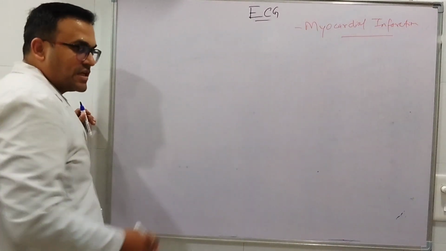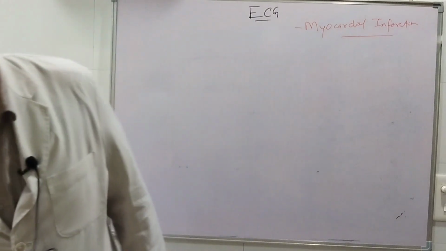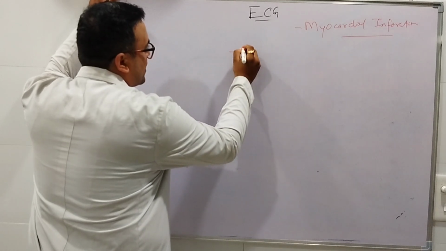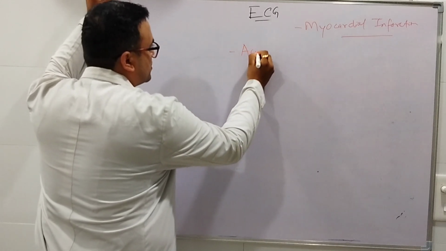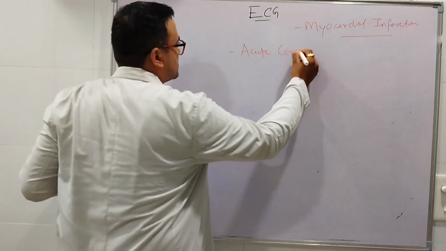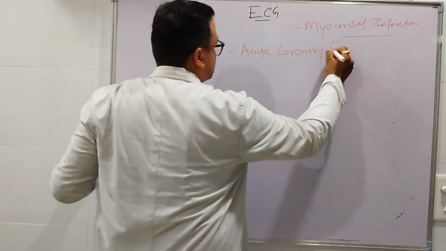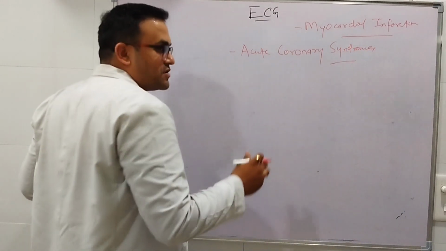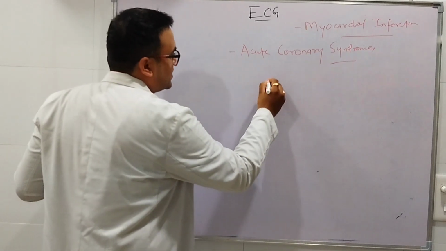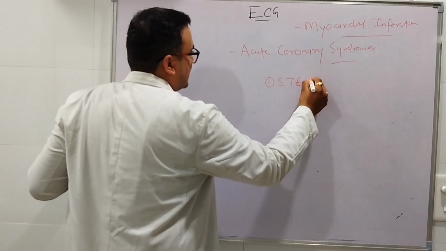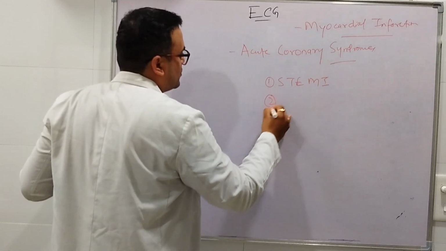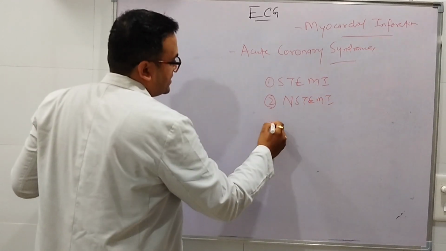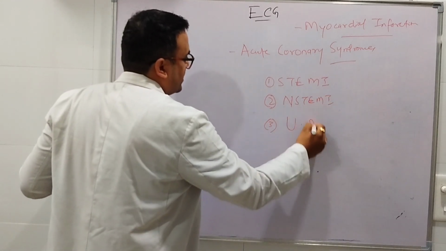So before this we'll be seeing the three types of ischemic heart diseases, acute emergencies, that are the ACS, acute coronary syndromes. All of you must be aware that there are three types of acute coronary syndromes. Number one is the ST elevation MI, number two is the non-ST elevation MI, and number three is unstable angina.